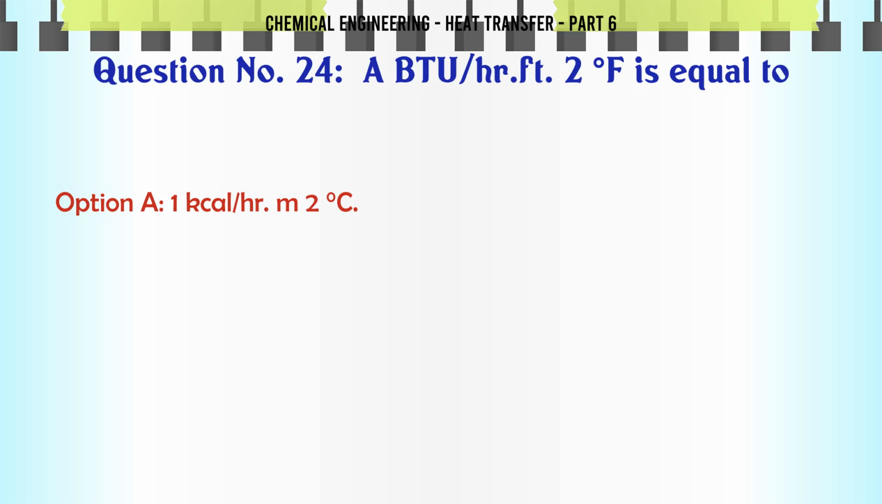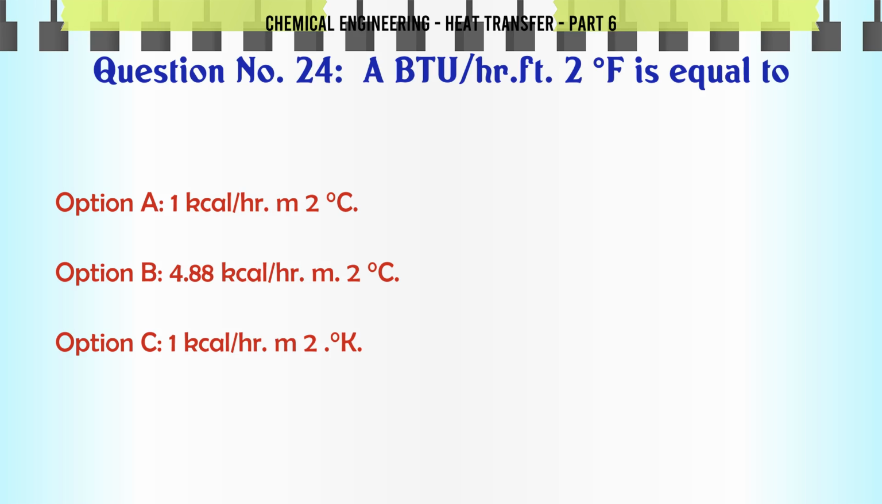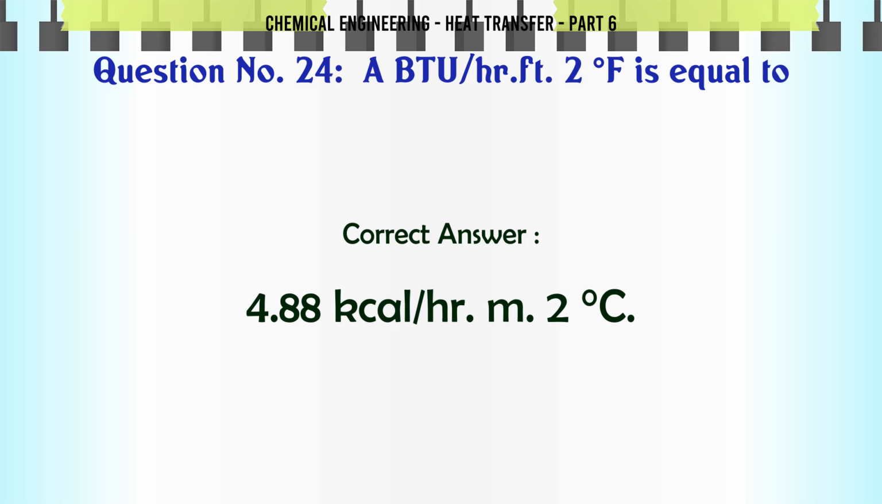A BTU/hr·ft² °F is equal to A 1 kilocalorie/hr·m²·°C, B 4.88 kilocalories/hr·m²·°C, C 1 kilocalorie/hr·m²·K, D none of these. The correct answer is 4.88 kilocalories/hr·m²·°C.